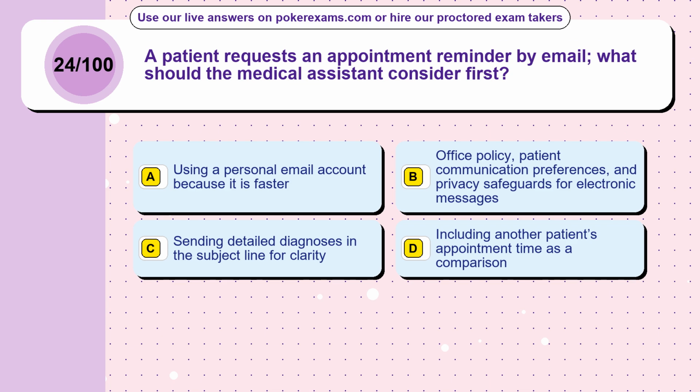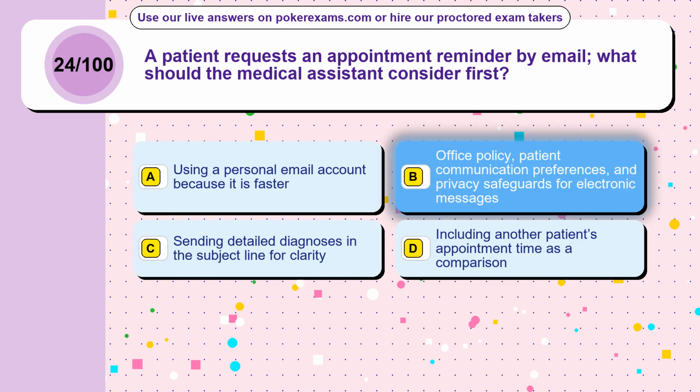Question 24. A patient requests an appointment reminder by email. What should the medical assistant consider first? Option A. Using a personal email account because it is faster. Option B. Office policy, patient communication preferences, and privacy safeguards for electronic messages. Option C. Sending detailed diagnoses in the subject line for clarity. Option D. Including another patient's appointment time as a comparison.